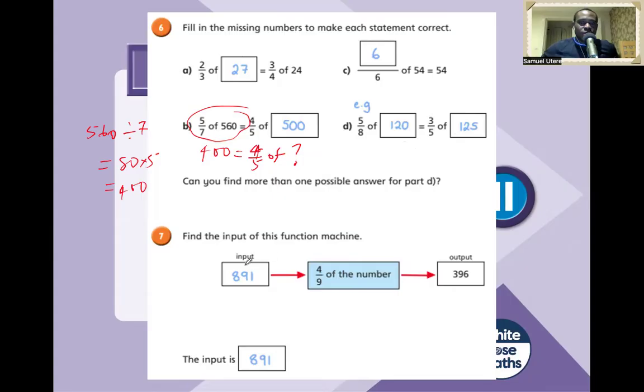Okay. All right. So here, find the input of the function machine. So again, 4/9 of a number is 396. And then you ask what you put in. So it's the same approach using your bar model. You can represent the solution and then find that the input has to be 891. Okay. So this is the same thing as 4/9 of something we don't know is equal to 396. And then you use the same approach we used before to solve the problem. All right.